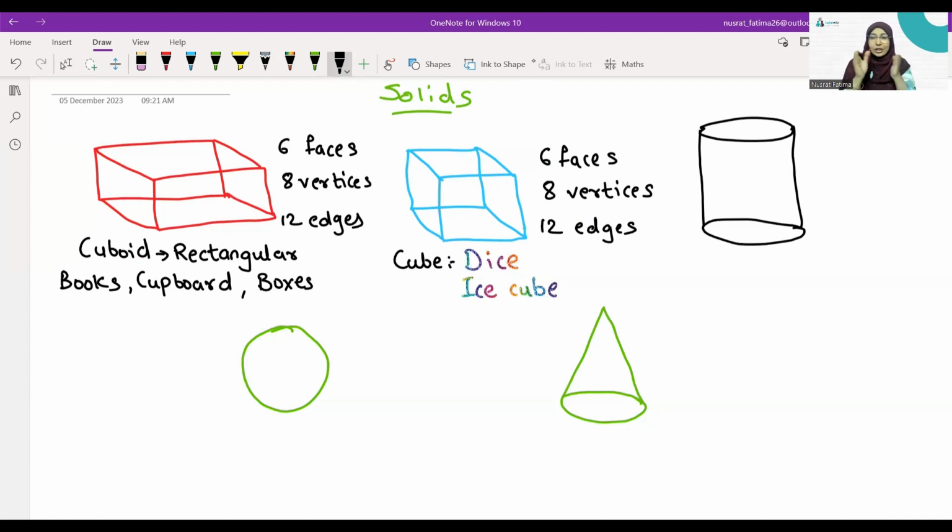Now, if you look at the cube and a cuboid, you will find out one basic difference. A cube is square shaped and a cuboid is rectangular shaped. Let us go to the next shape.